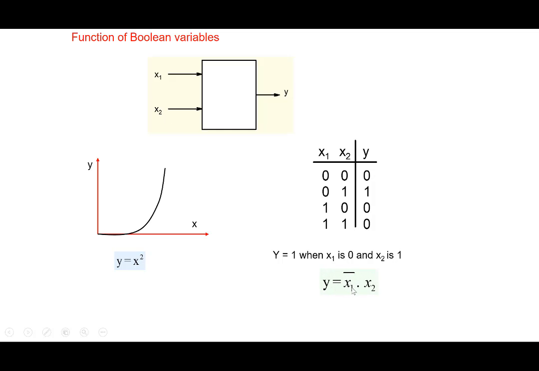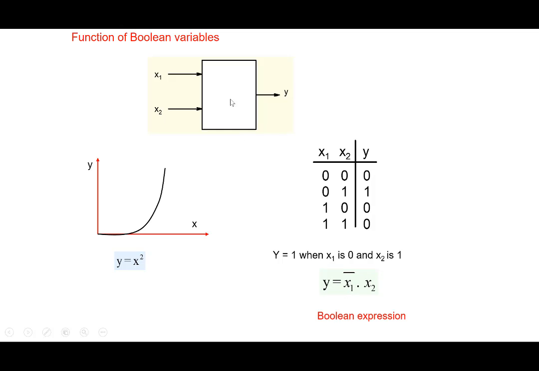Y equal to x1 bar dot x2 here. So you can verify that only when x1 is 0. So note that y is 1 only when x1 is 0 and x2 is 1. Right? And here. So that's why there's an AND operation, and x2 is 1 here. And x1 is 0. So we put x1 bar here. So when x1 is 0, so 0 bar becomes 1, and x2 is 1. So 1 dot 1 is nothing but 1. So y is 1 here. And for all other cases, you can verify that y will be 0 here. Okay. So that's a Boolean expression.